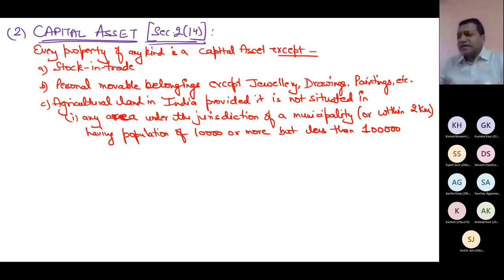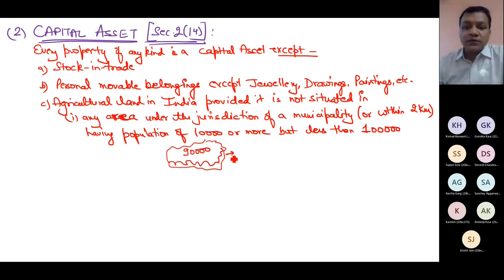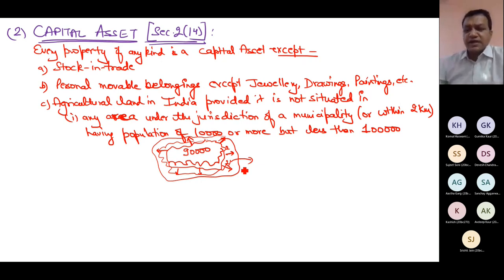And in fact, not only in that area, but suppose this is the area of a municipality and the area's population is 90,000, any agricultural land here, if you sell it, it is a capital asset, or even within 2 kilometers outside that area, all agricultural lands within this area are also treated as capital assets. Otherwise no other agricultural land.